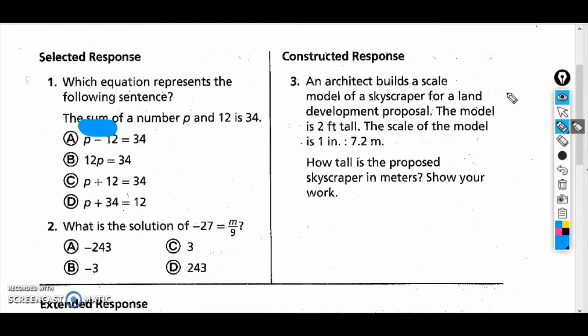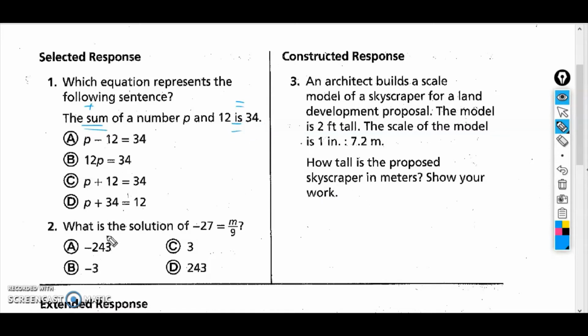Oh, that's really thick. Let's back up here. Sorry, everybody. Okay, so sum means that you're going to be adding. And is, in this case, will be the equals. So I'm looking for adding p and 12, and it should equal 34.